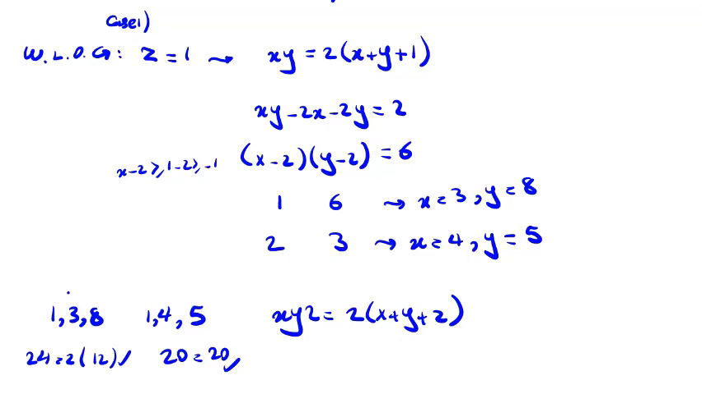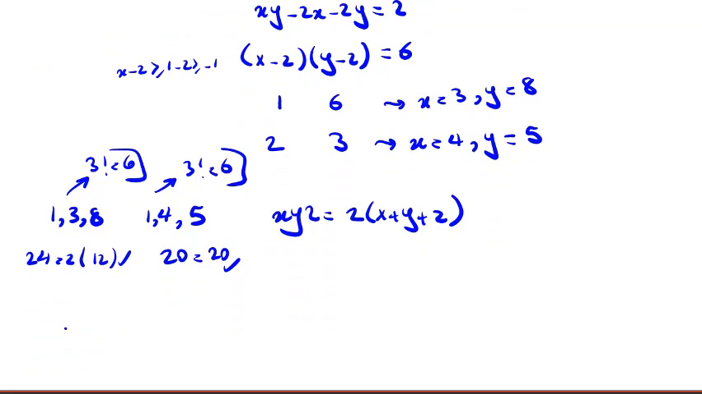So we found 2 answers, but you should calculate the permutation. 3 factorial is 6, 3 factorial is 6. So until here, we have 12 answers. Case 2, z equals 2.